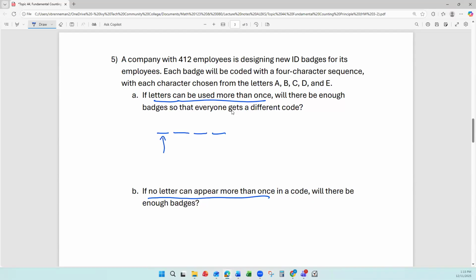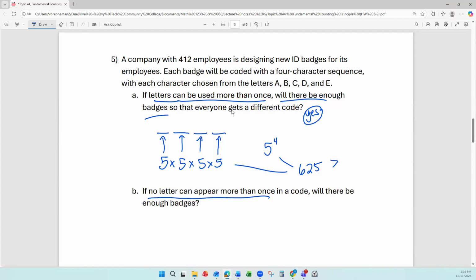The first one can be any of the 5 letters. Second one still can be any of the 5 letters. Third one, also any of the 5 letters. Fourth one, any of the 5 letters. This is just picking one out of 5 things and repeating that 4 times. So 5 to the fourth, or 5 times 5 times 5 times 5. And that is going to be 625. So to answer the question, will there be enough badges? Yes, more than enough for the 412 employees.